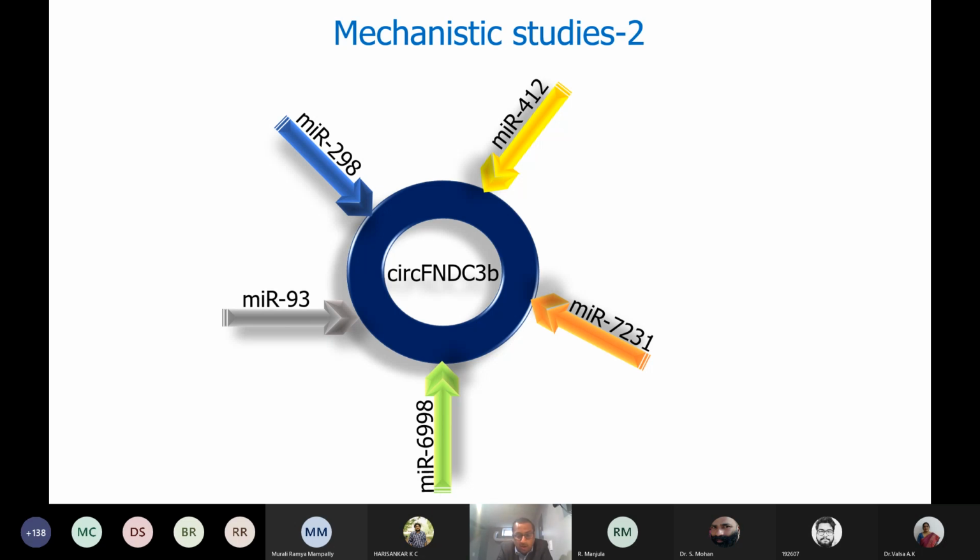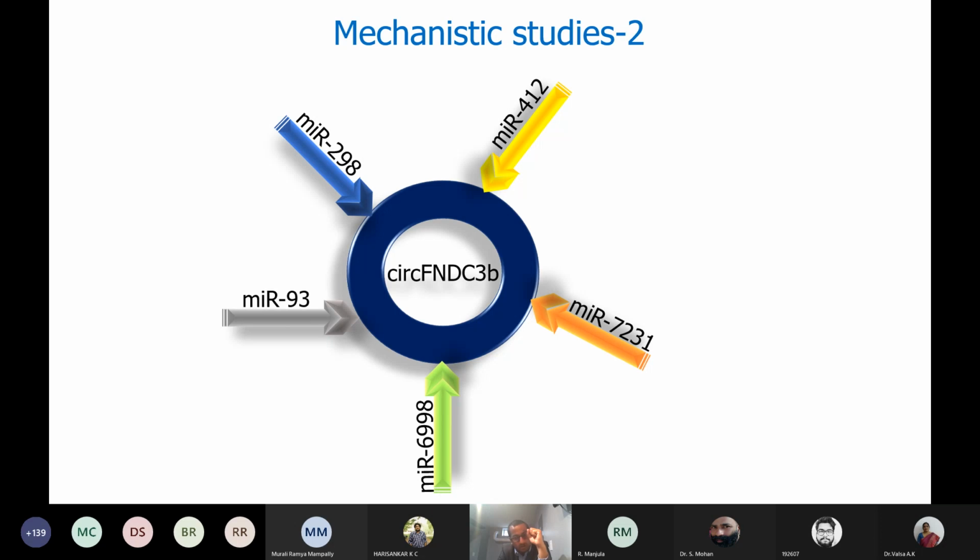MicroRNAs are again small RNAs, and they interact with the mRNA, and can inhibit translation, and they can bind to the 3' UTR region of the mRNA and degrade the mRNA transcripts as well. So basically, imagine that when the microRNA levels are up, your target gene mRNA levels are down. What we are trying to understand is, if circular FNDC3B acts as a molecular sponge for these microRNAs, it would sequester those microRNAs and hold them back from what they're supposed to do and inhibit their function.